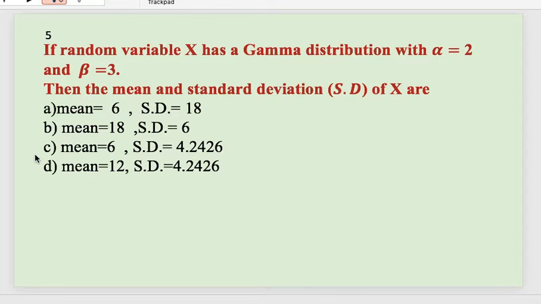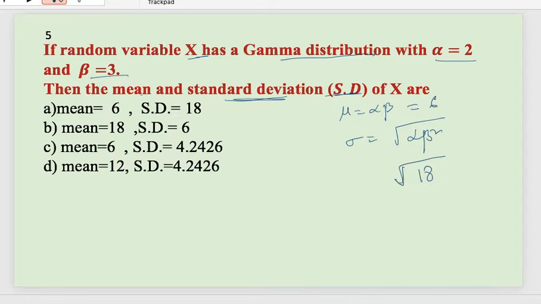In question number 5, they have given a random variable X following a gamma distribution. Alpha and beta values are given and we have to find the mean and standard deviation. We have to be very careful. Mean is alpha into beta and standard deviation sigma is the square root of alpha beta square. They are not asking for variance, they are asking for the standard deviation. So alpha into beta is 2 into 3, which is 6, and alpha beta square is 2 into 9, which is 18. The square root of 18 is 4.2426, so option C is the right one.